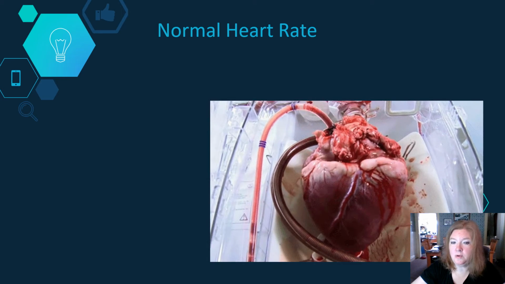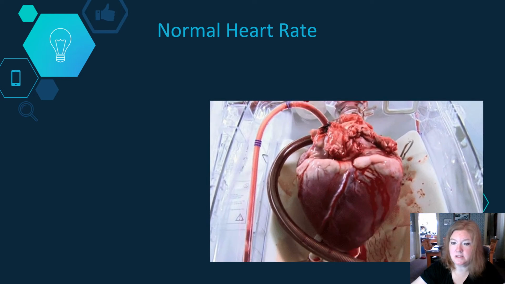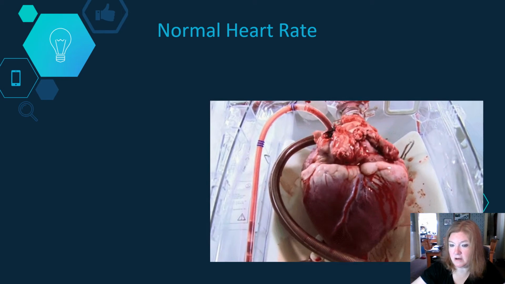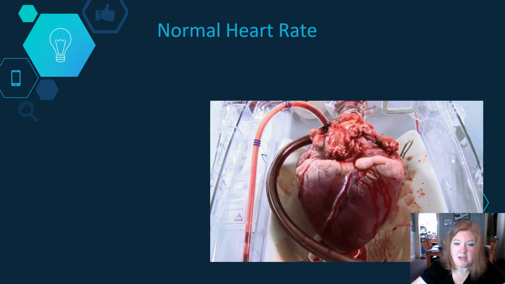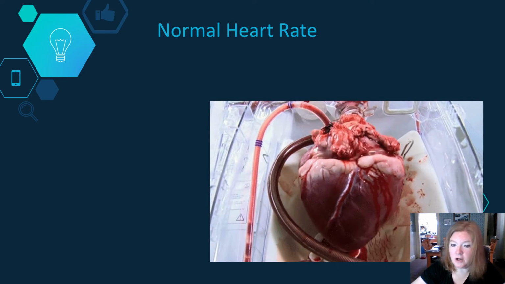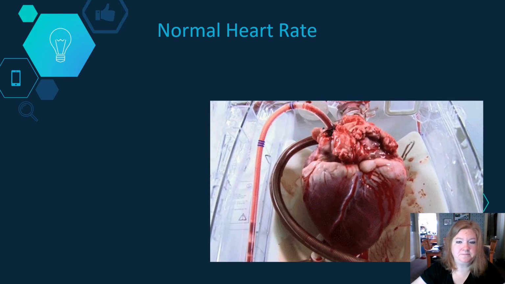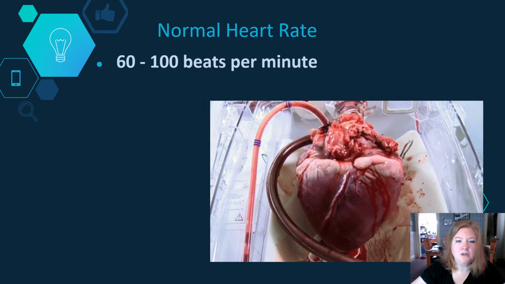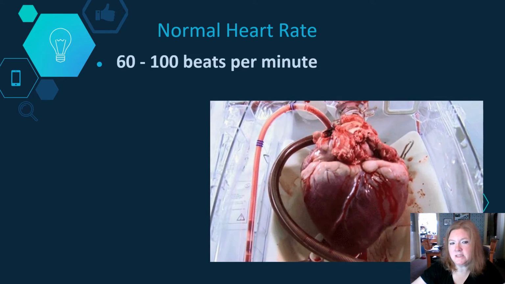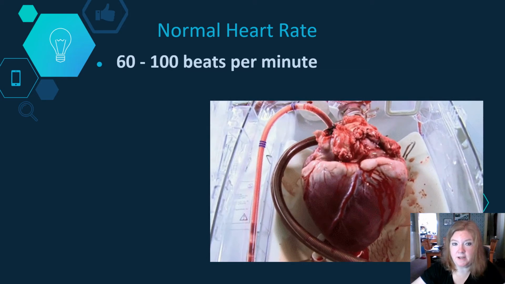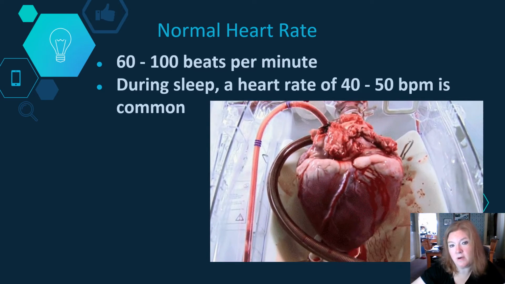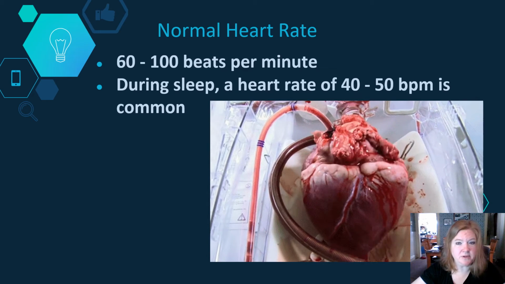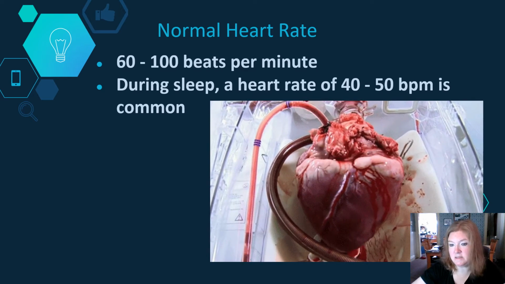All right, what is your normal heart rate? Okay, so this is a heart preparing for heart transplant surgery and hooked up so that it continues to function. Your normal heart rate is 60 to 100 beats per minute. During sleep, though, your heart rate is going to drop a little bit. 40 to 50 is pretty common.